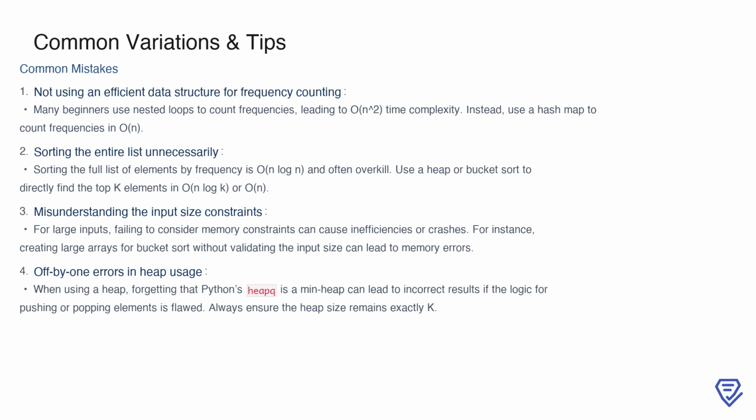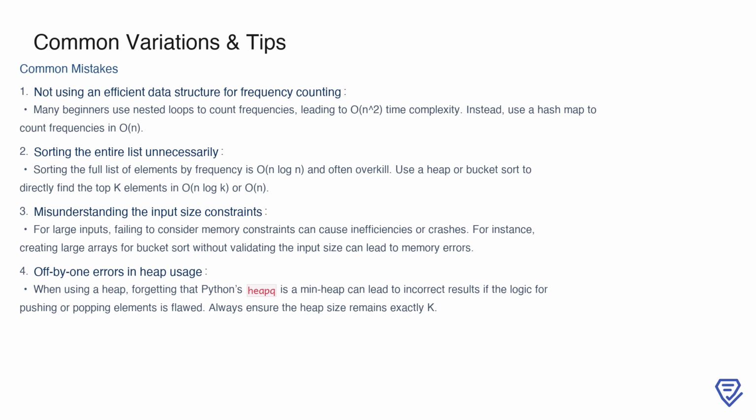When solving the top k frequent elements problem, there are several common mistakes to avoid. First, it's important to use an efficient data structure for counting frequencies. Many beginners make the mistake of using nested loops, which results in a time complexity of O(n squared). Instead, leveraging a hash map allows you to count frequencies in linear time, or O(n).